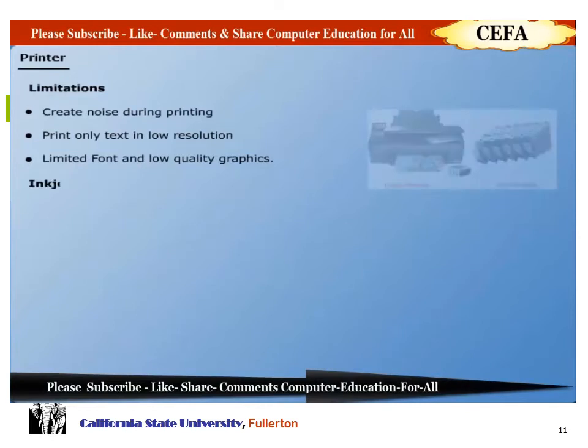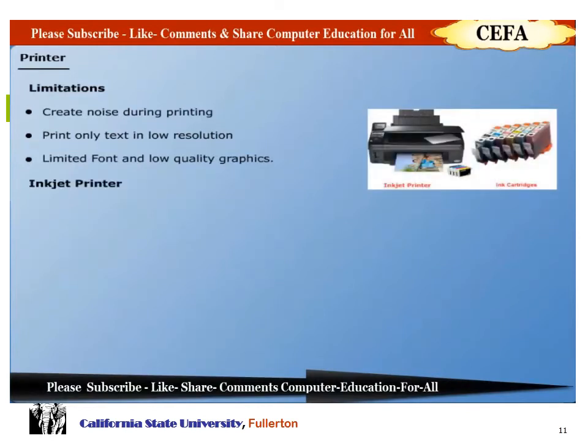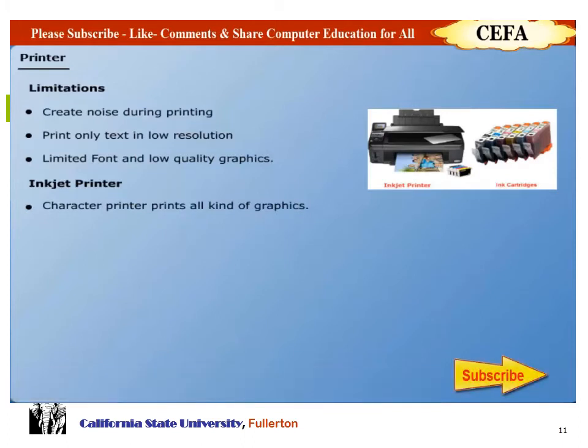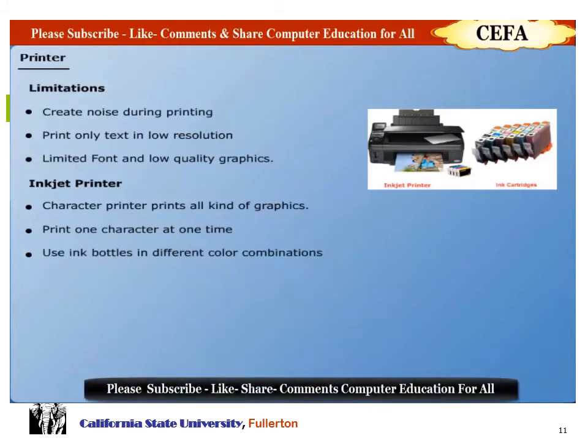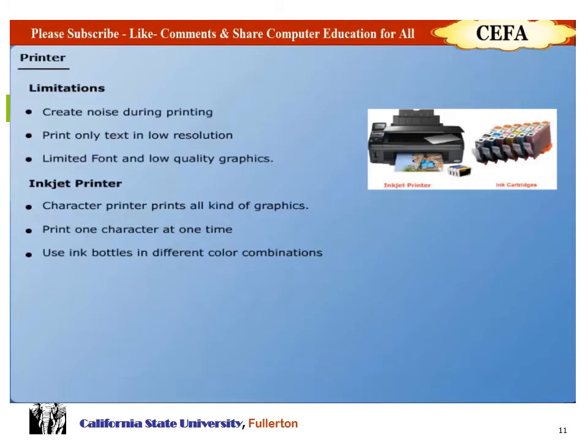Inkjet printer. Inkjet printers are the character printers used to print all kinds of graphics. Inkjet printers print one character at a time and use ink bottles in different color combinations. Inkjet printers use 4 ink cartridges. Graphic quality or text quality depends on the strength of the ink cartridge. Inkjet printers can normally be attached with the help of a USB cable.